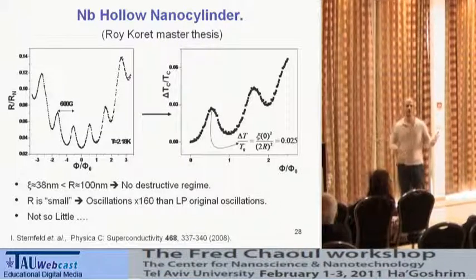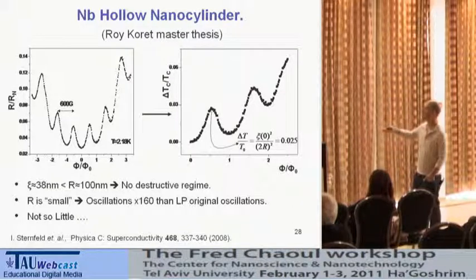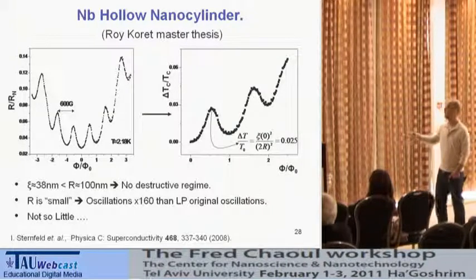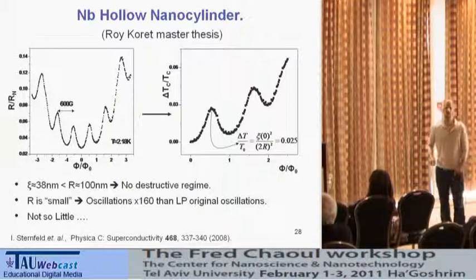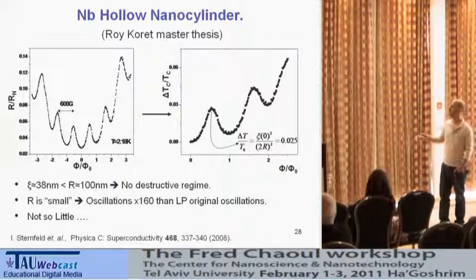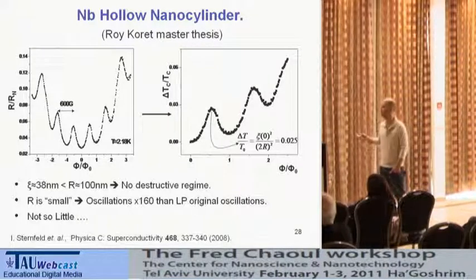This is similar to what Little and Parks observed about 50 years ago. Similar, but not so similar, because when you look at this graph over here that we got from this data, this is a degradation of the critical temperature as a function of the flux. And we're looking at the maximum degradation of the critical temperature, we see is 2.5%. So this is about 160 times bigger than the Little-Parks oscillations, so if you want, these are not so little oscillations.